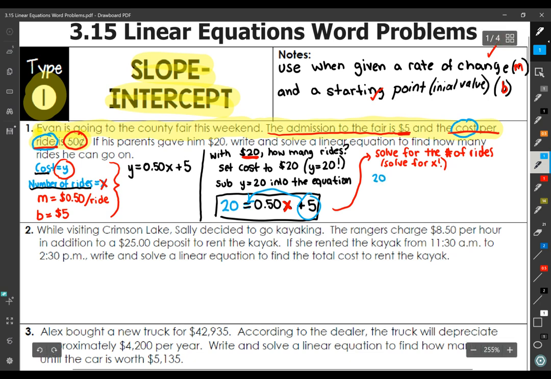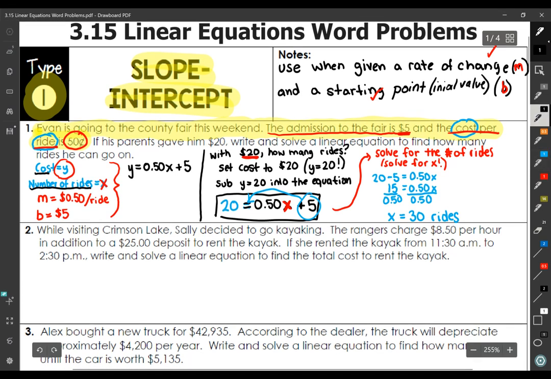So I'm going to have 20 minus 5 is equal to 0.50 times x. That's going to give us 15 is equal to 0.50x. And then we divide both sides by 0.50. And that is going to give us x is equal to 30 rides. Okay, so that's our final answer. So with $20, Evan is able to go on 30 rides at the county fair.